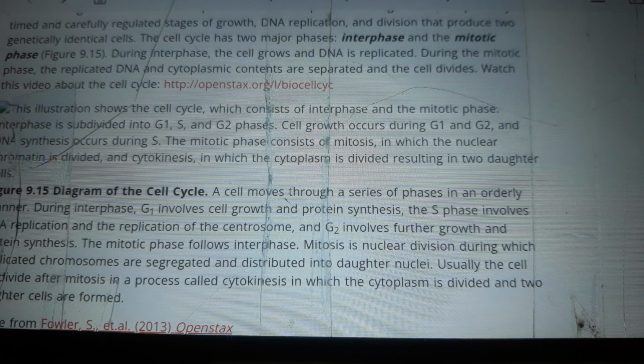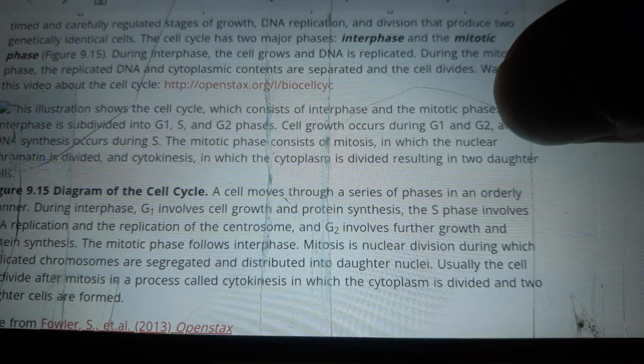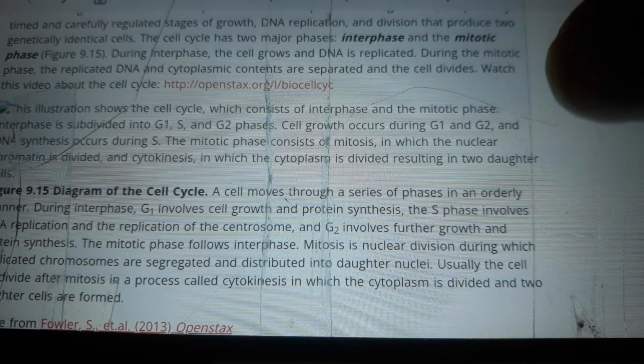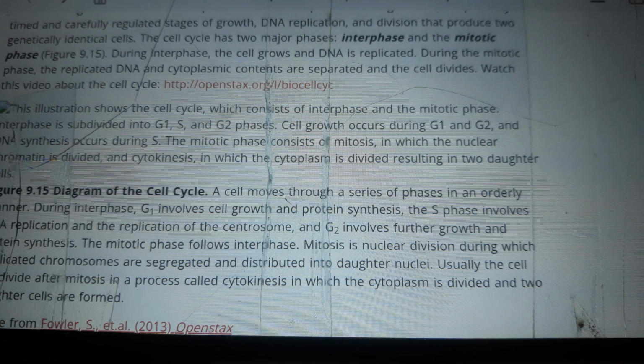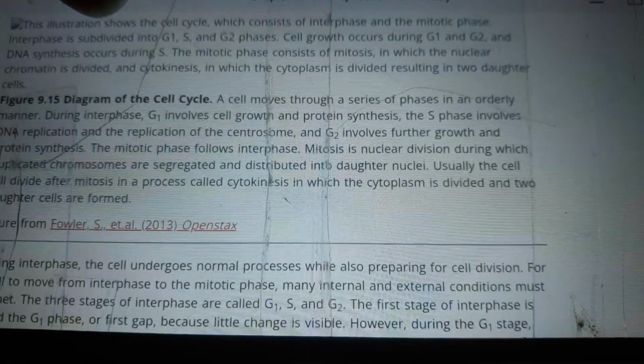Right, so this illustration shows a cell cycle which consists of interphase and mitotic phase. Interphase is subdivided into G1, S and G2 phase. Cell growth occurs during G1 and G2, and DNA synthesis occurs during S. The mitotic phase consists of mitosis, in which the nucleochromatin is divided, and cytokinesis, in which the cytoplasm is divided, resulting in 2 daughter cells.